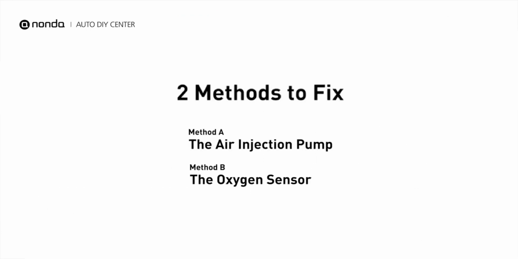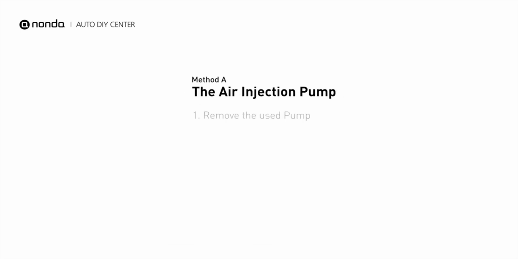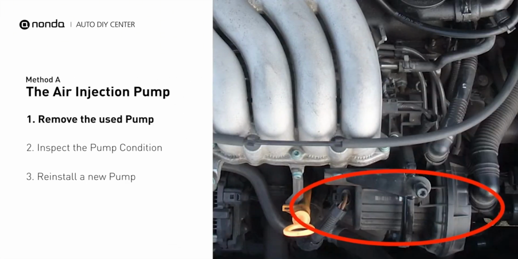Here are two of the most practical solutions to fix these error codes. Method A, the air injection pump. The air injection pump is located at the front of the engine, with a serpentine belt wrapped around it.